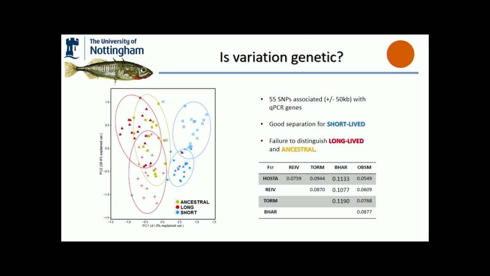So when we're asking about whether there's genetic variation, I mentioned that we had this RAD-seq database from a couple of years earlier. And so we filtered this to look at SNPs that were associated in and around our qPCR genes that we'd analyzed. So this left us with about 55 SNPs. And we just did a PCA on this and found really good separation for our short-lived populations. And we couldn't really distinguish the other ones.